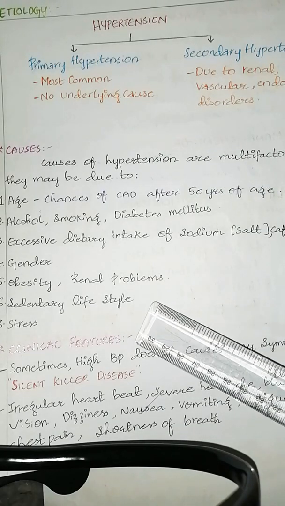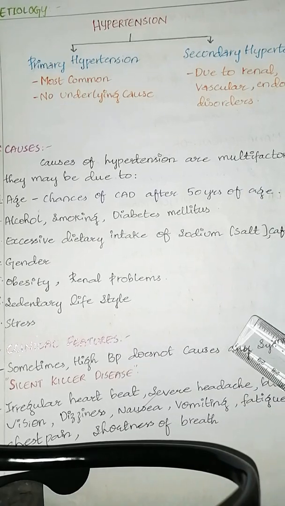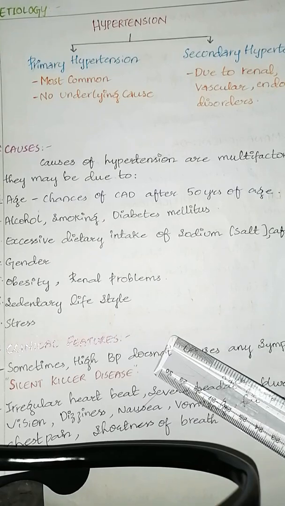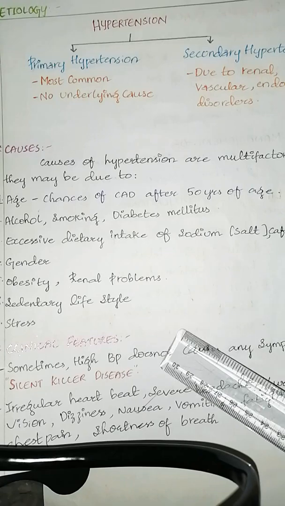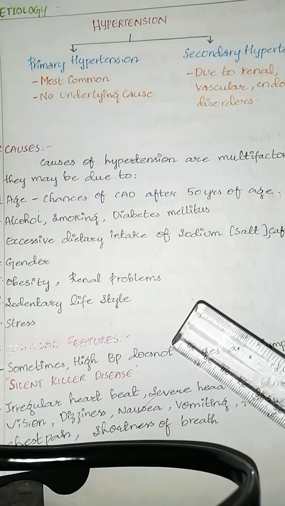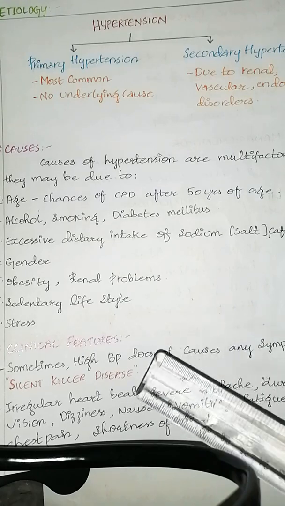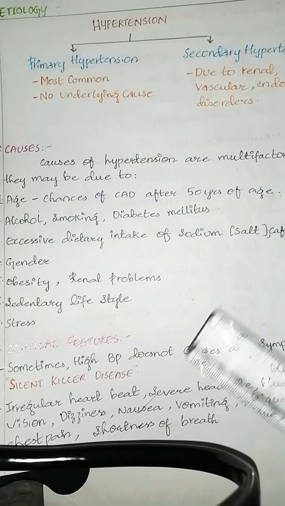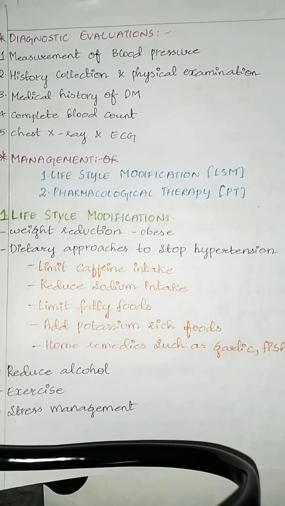Next, coming to the clinical features of hypertension. Sometimes high blood pressure does not cause any symptoms. Hence, it is also known as the silent killer disease, because it does not show any symptoms in patients with high blood pressure. In some patients, it shows symptoms like irregular heartbeat, severe headache, blurred vision, dizziness, nausea, vomiting, fatigue, chest pain, and shortness of breath.